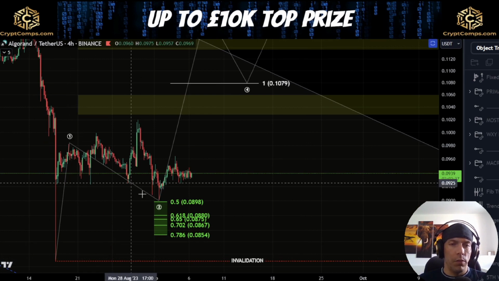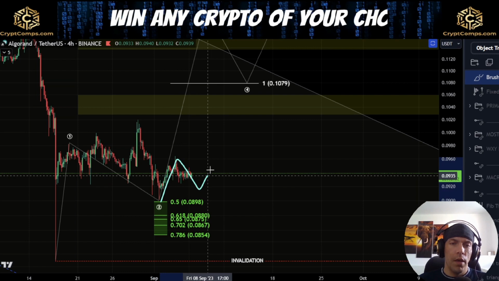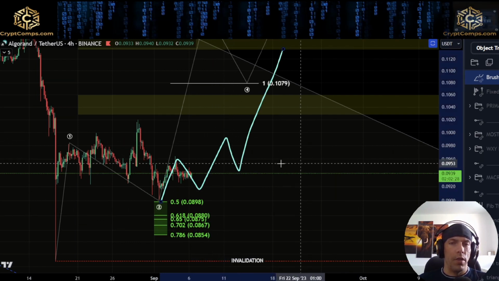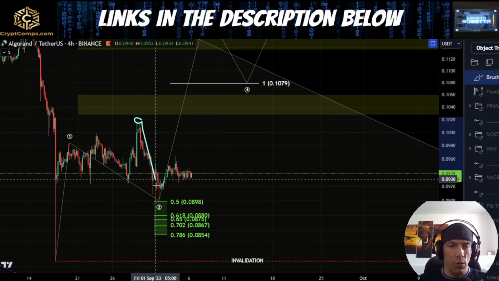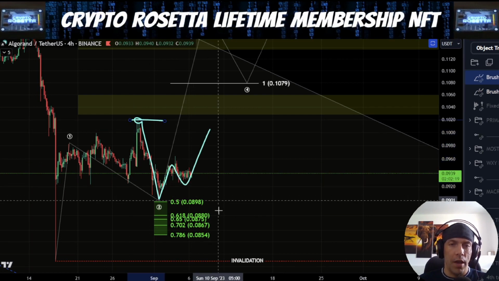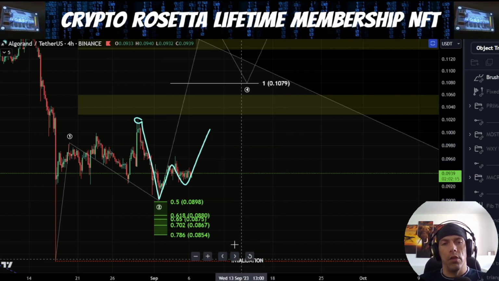Now, when we are looking for impulses, it is also possible we could see something like this as 1, 2 here, then we get another 1, 2 here, and then we start to look to break through the levels like this. But at the moment, we need to just be careful, because this move down can be counted as 5 waves. So unless we break back above this high here, we need to be cautious of that idea of seeing that continuation to the downside.